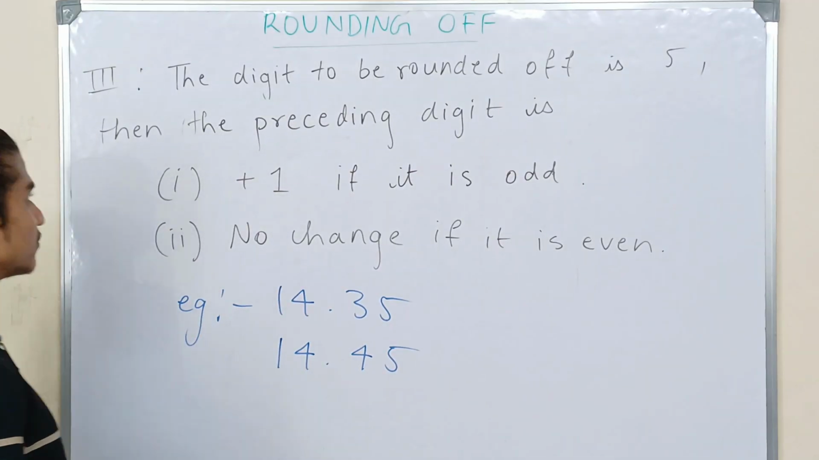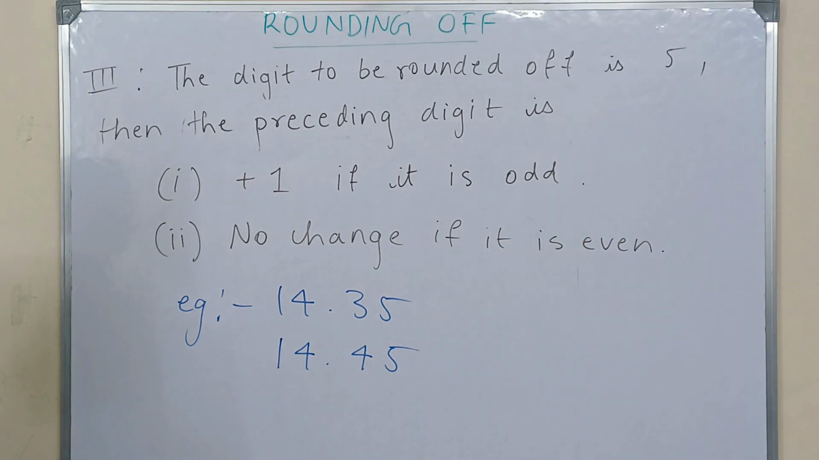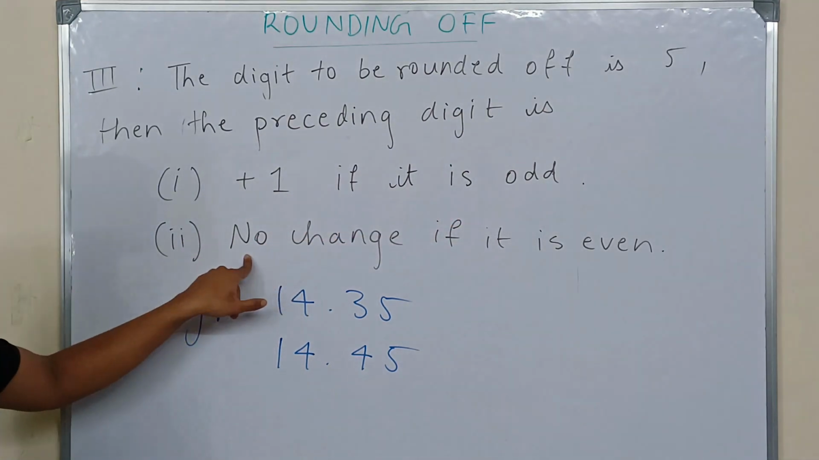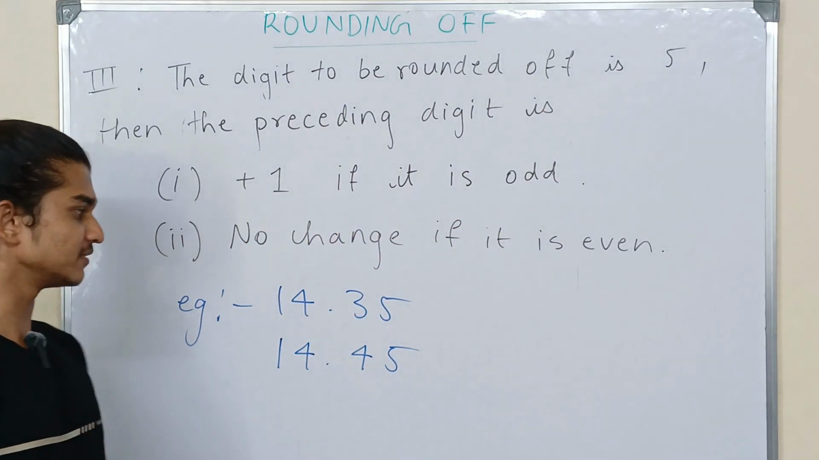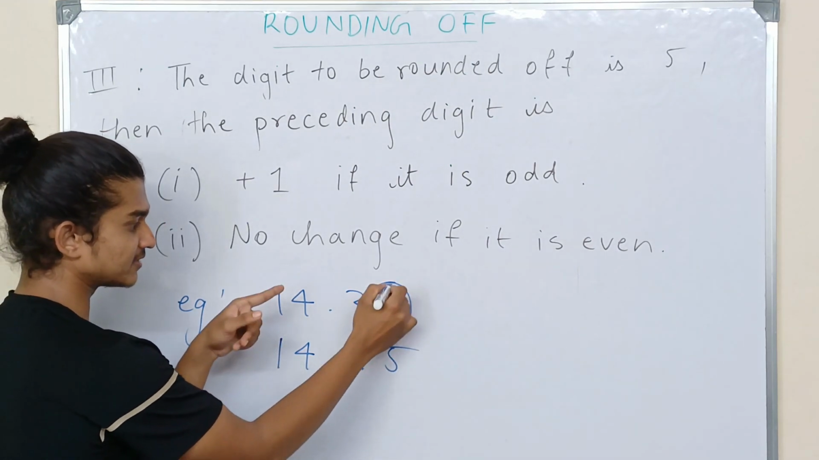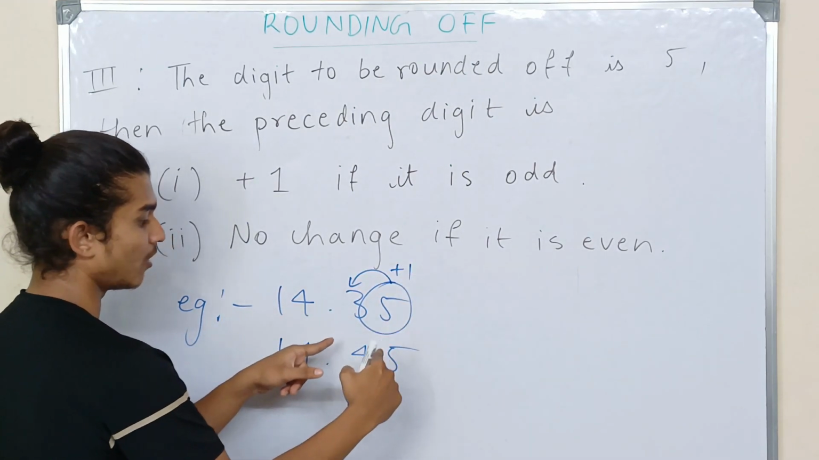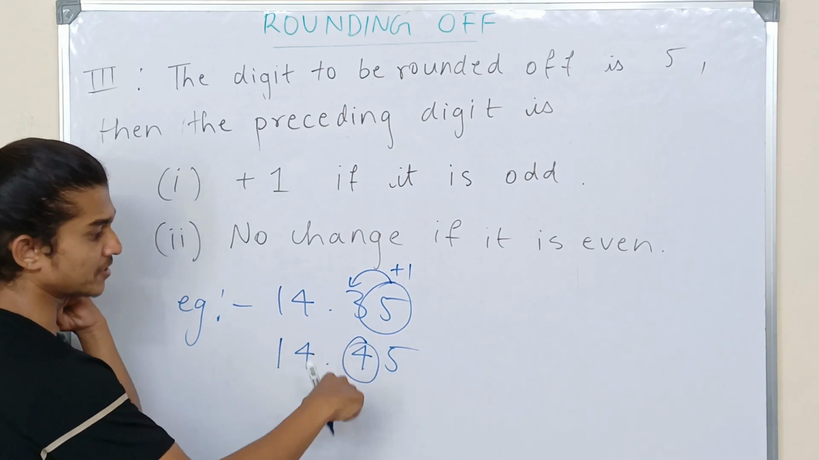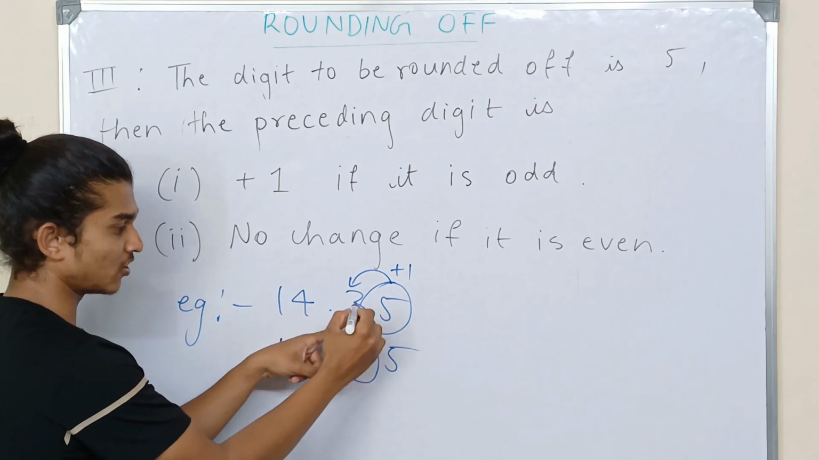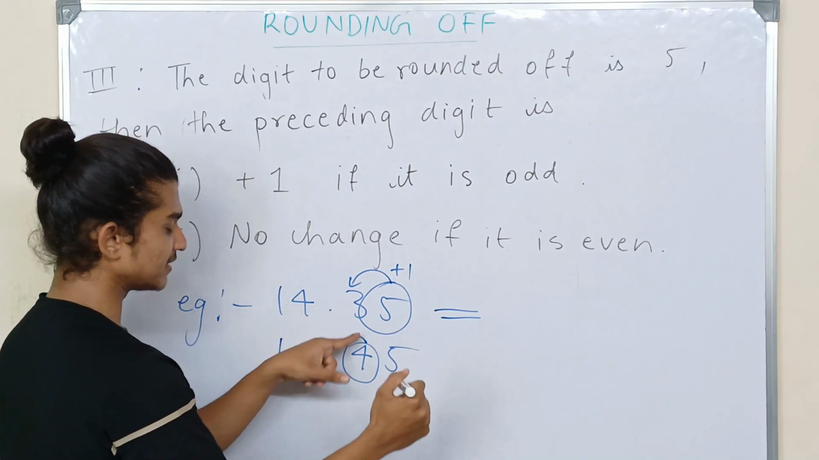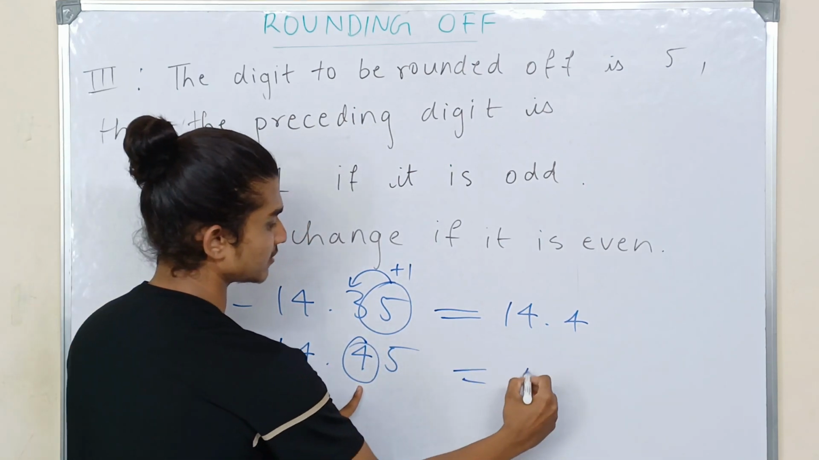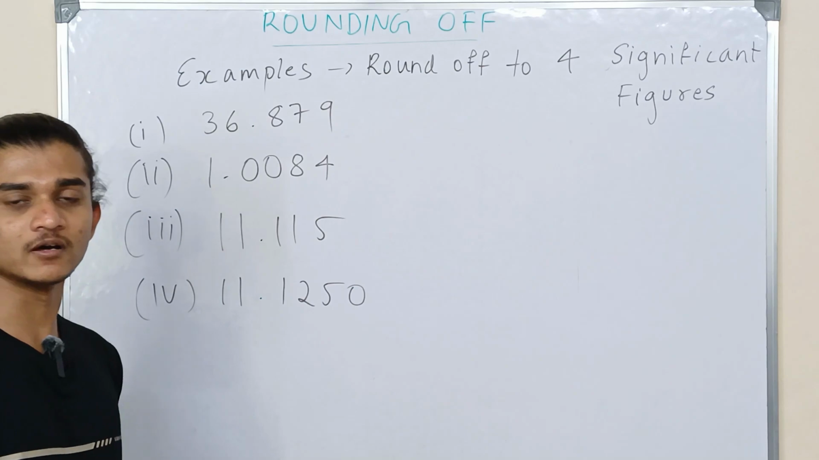So the last rule is one of the important rules. If the digit to be rounded off is 5, then the preceding digit is increased by 1 if it is odd, or there is no change if it is even. So what this basically says is, if your ending number is 5, then the preceding number is increased by 1 if it is odd, or it is not changed if it is even. So in these two examples you can see both end numbers are 5, but the number preceding the 5 is odd, so you have to increase it by 1, so 14.4. Whereas if it is even, you have to leave it unchanged. Okay, these were the few rules involved in rounding off.